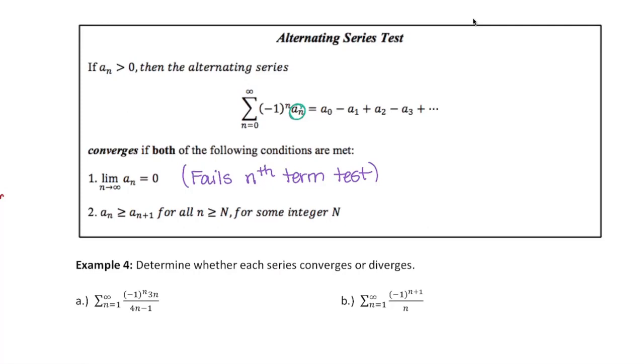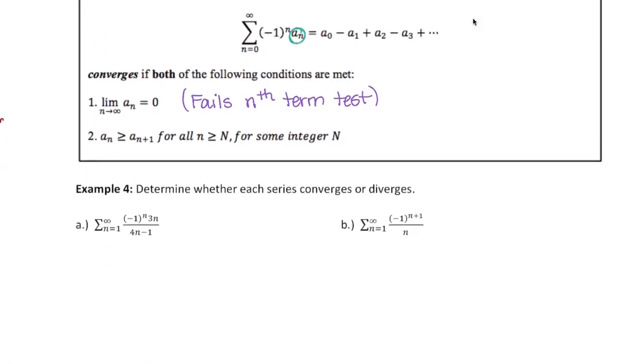What we have to make sure is the second condition, which essentially says that our terms are decreasing. A sub n must be greater than a sub n plus 1. What that means is the term I'm on has to be bigger than the next term all the way down. And so that, again, what we're looking for there is that the terms are decreasing. That's really what that says.